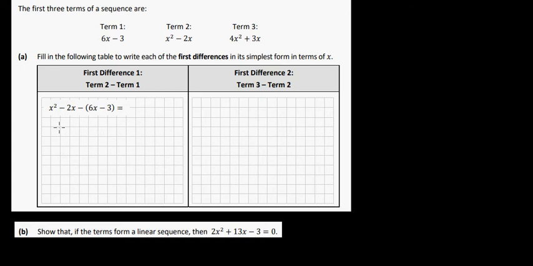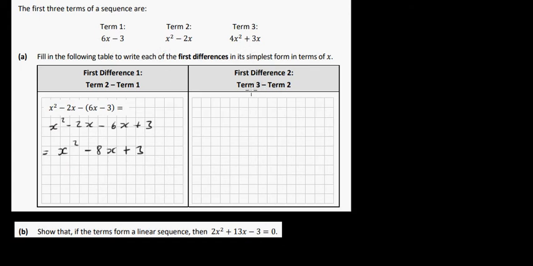So we have x squared minus 2x minus 6x plus 3. Minus 6x, minus minus is plus. So that will give us x squared, minus 2x minus 6x is minus 8x, and we have plus 3 as well. That's it really. That's our first difference using these two terms.